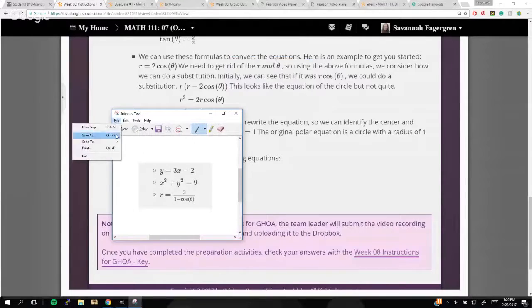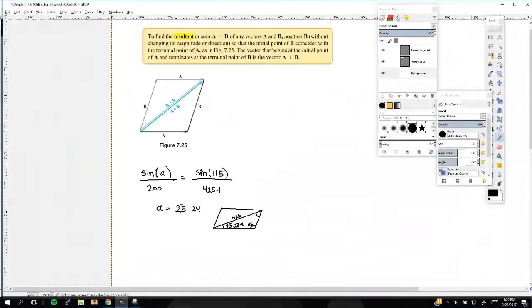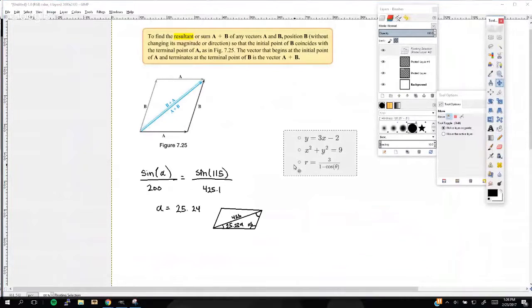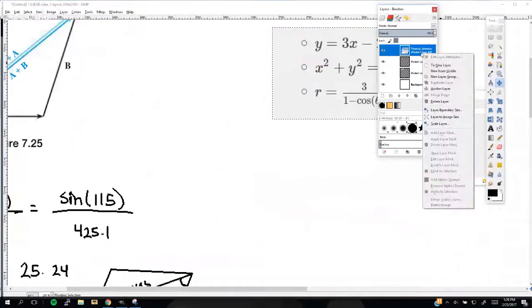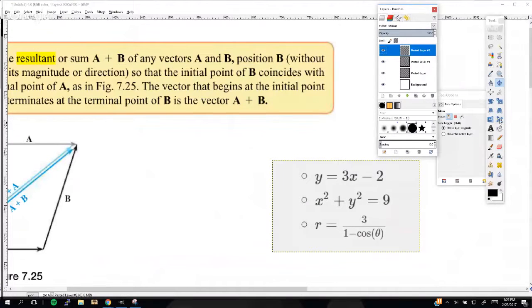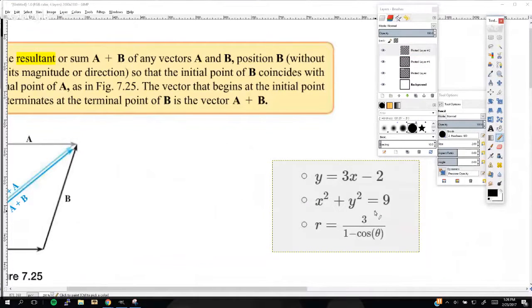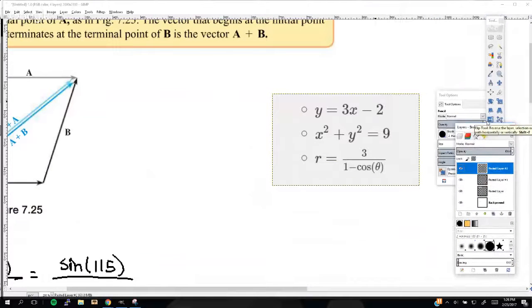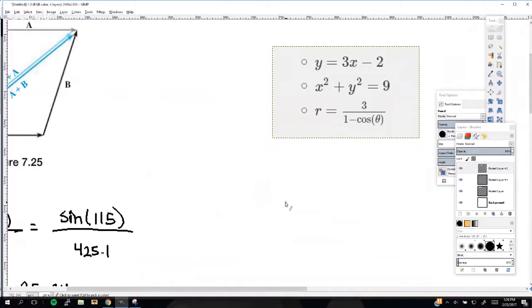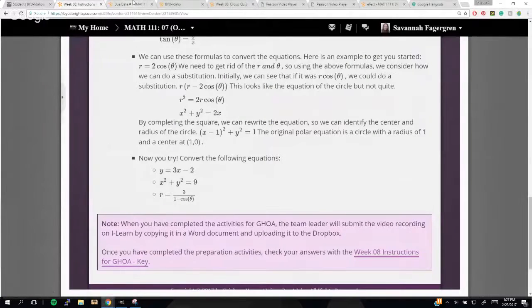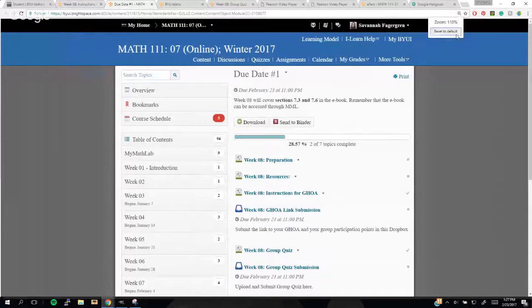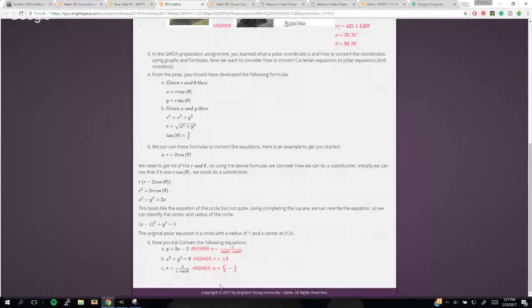Okay. So the first one he wants us to do is negative 3x minus 2. I went ahead and tried to do these, and I looked at the solutions that he gave, and I couldn't for the life of me figure out how he did it. The first one, 3x minus 2, is supposed to be converted into r equals negative 2 over sine theta minus cosine theta.